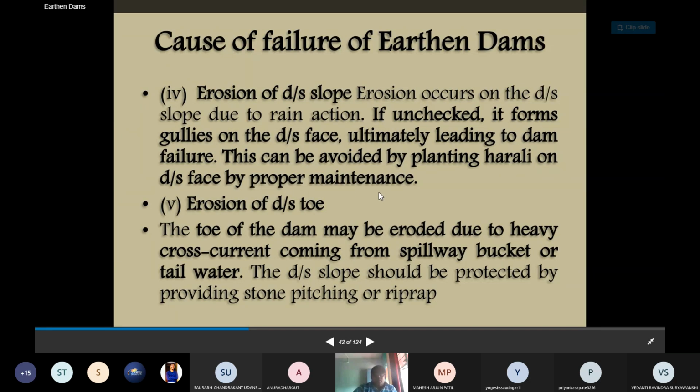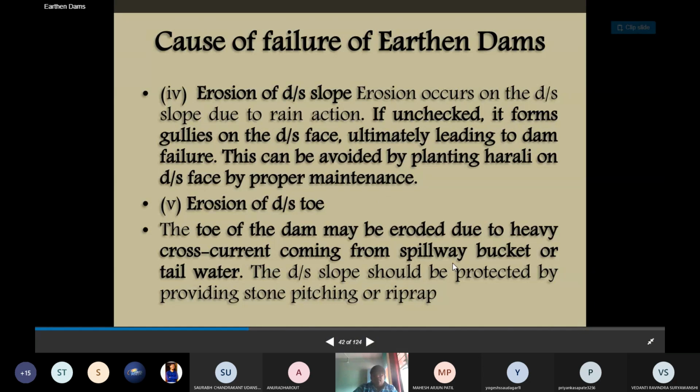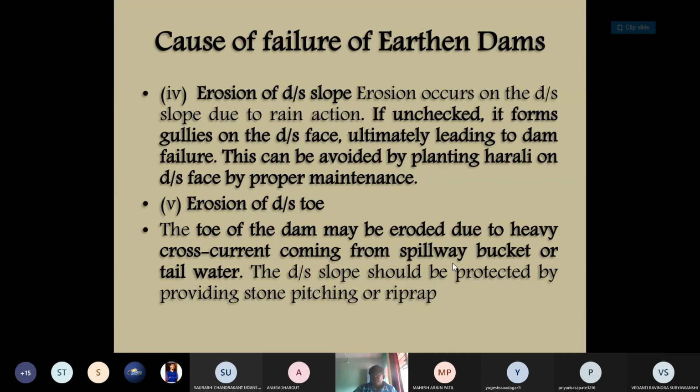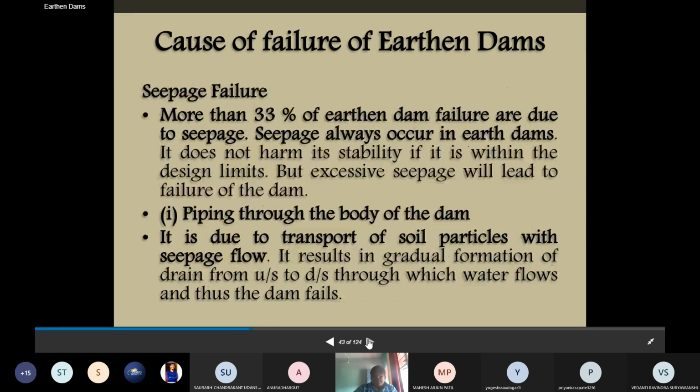Then erosion of the downstream toe. The toe of the dam may be eroded due to the heavy cross current coming from the spillway buckets or the tailwater. You know, the toe portion is the part of the tailwater depth lying on the downstream face of the dam, that is, from the overflow section. The downstream slope should be protected by providing stone pitching or riprap.